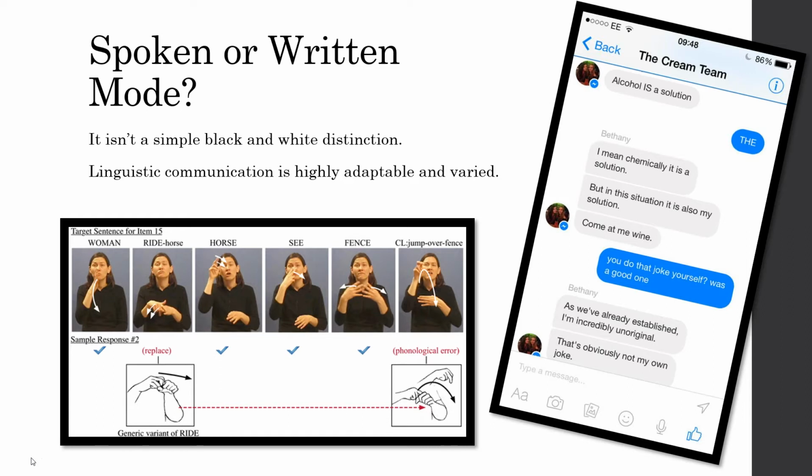Similarly, there's an example from sign language, from what I think is American Sign Language, which is as grammatically complex as spoken and written forms of language, and exists probably somewhere in between. Well, it's neither really, but it has features of both, and it certainly shows us that it's not a simple distinction of all linguistic communication being either spoken or written. There's a great deal of variance and adaptation, which I believe is one thing that makes language so exciting.